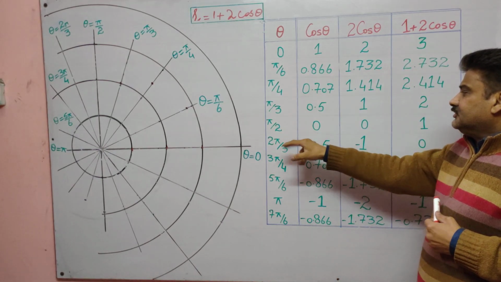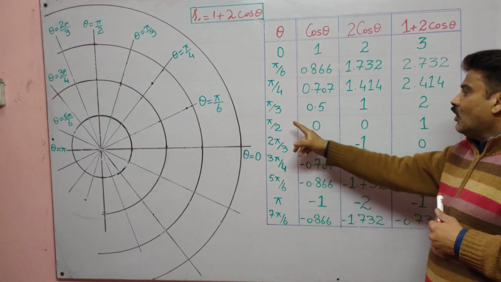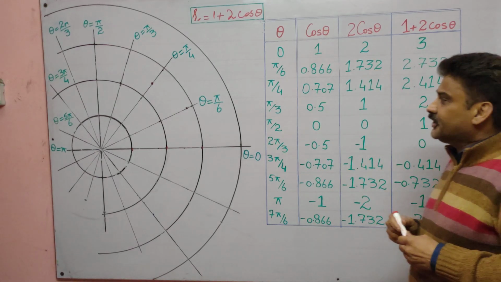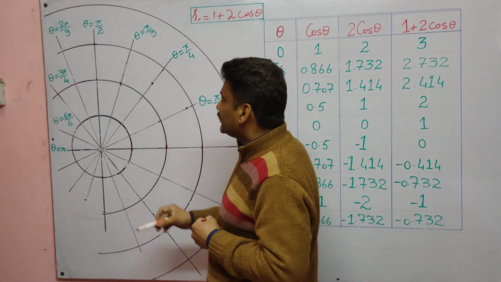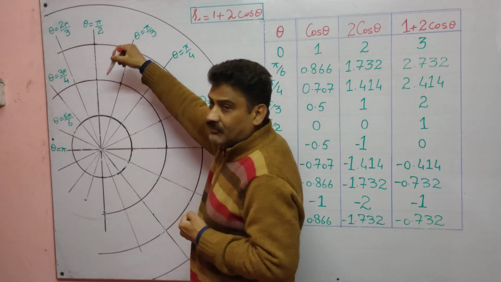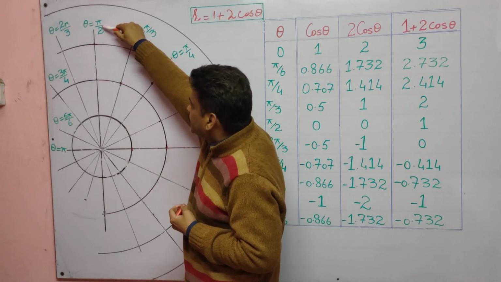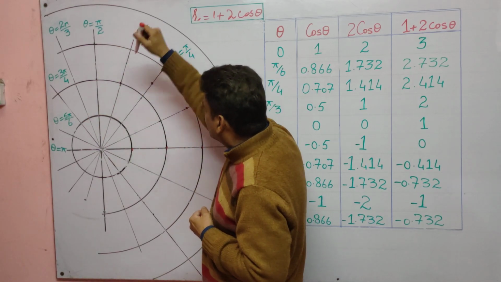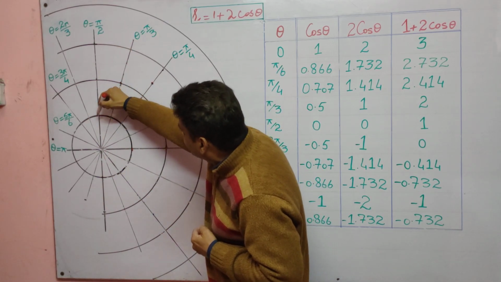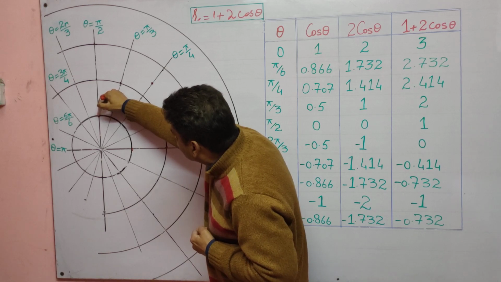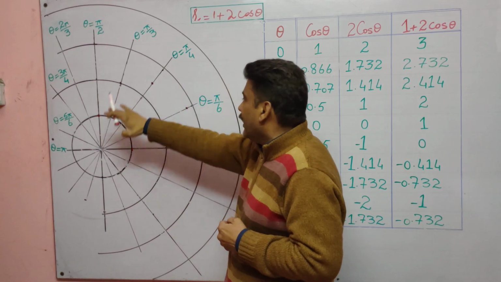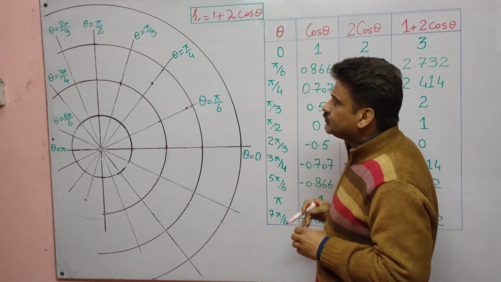You see, when theta is equal to pi by 2, the value of r is exactly 1. So we take r equal to 1 for the line theta equals pi by 2, and the point is here. We take this point. These are all points which lie on this limaçon.